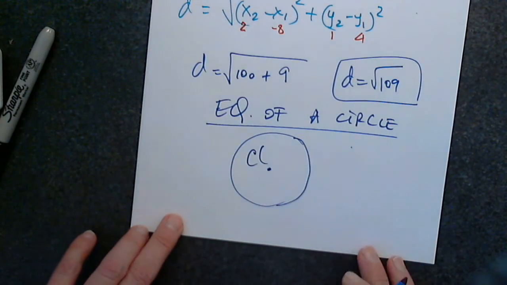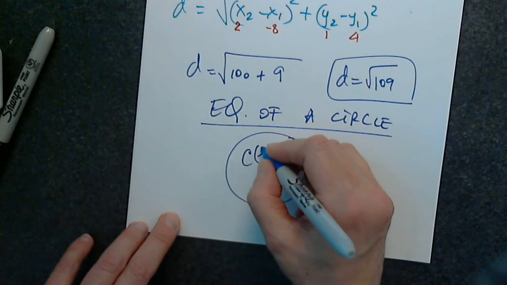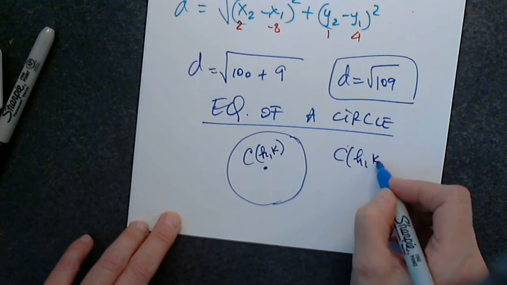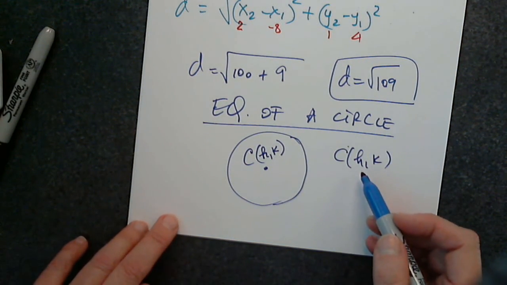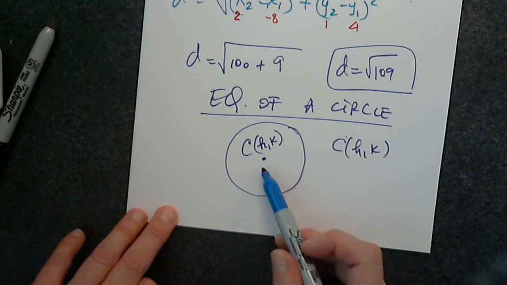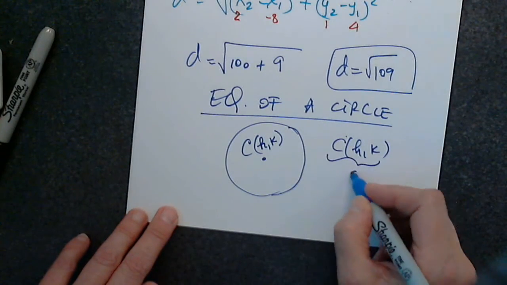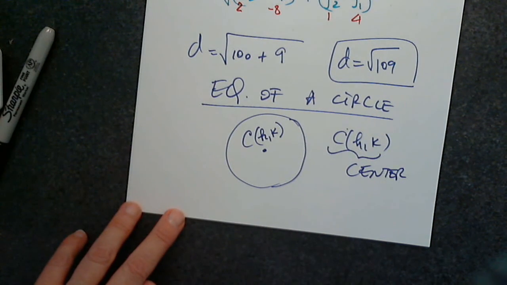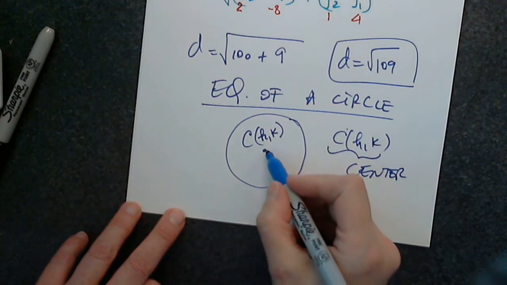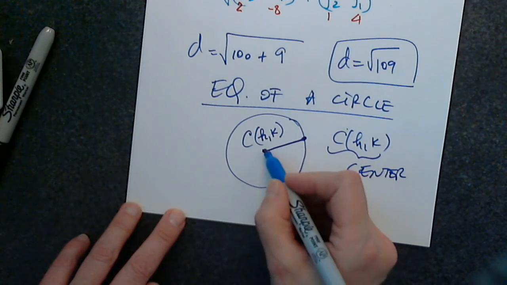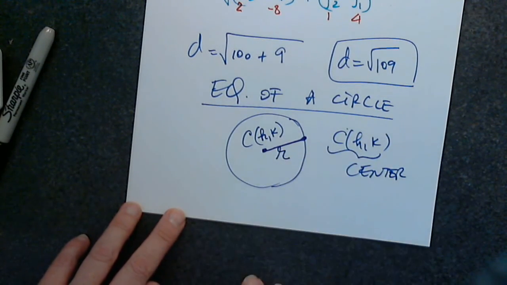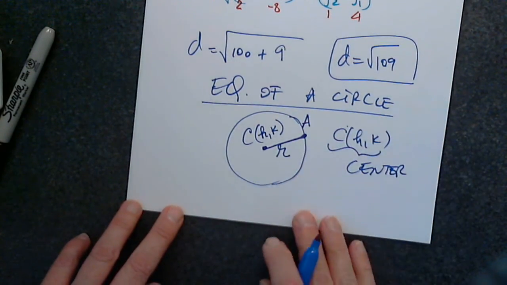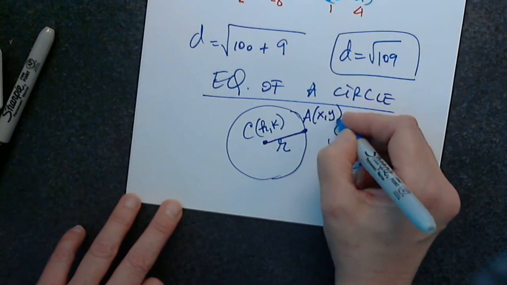The center of the circle is normally denoted by convention h, comma, k. So this is C, h, comma, k. h is the x coordinate, k is the y coordinate of the center of the circle. So this is the center. Can anyone tell us what this is? Excellent. And I'm going to call any point on the circle, it doesn't matter where, A of coordinates x, comma, y.